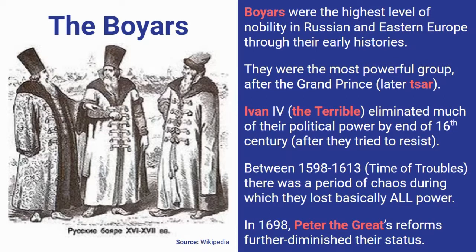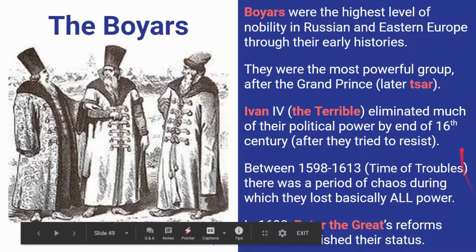You have this period after that. So this is just after Ivan the Terrible's rule, where you have the Time of Troubles. It was a period of chaos, basically lawlessness in Russia. And during that period, the boyars basically lost whatever power they had remaining. And so by this point, they're still nobles, but they're nobles in a symbolic sense.